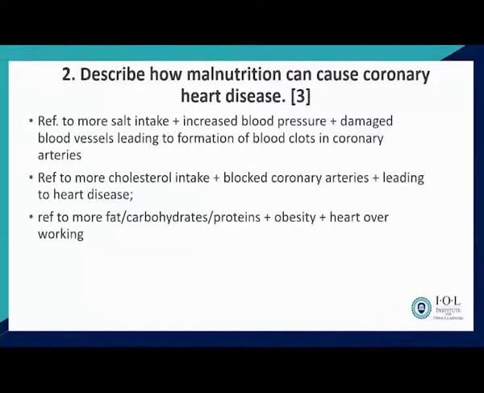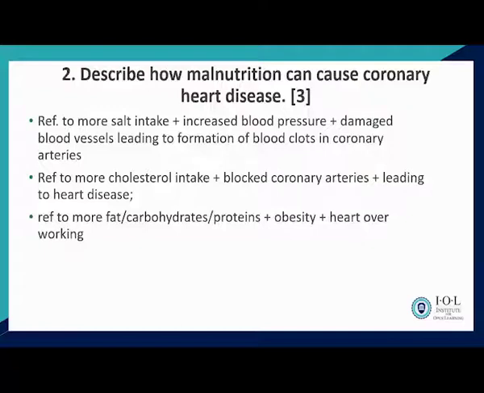In this case, what was the scope of the answer according to our objectives in this course is that you expected at least to refer to more intake of salt, which increases blood pressure, and you have the blood vessels damaged. Okay? And also you will have also blood clots formed in coronary arteries. Then you could have also referred to the cholesterol intake, more cholesterol intake that blocks the coronary arteries, leading to heart disease.